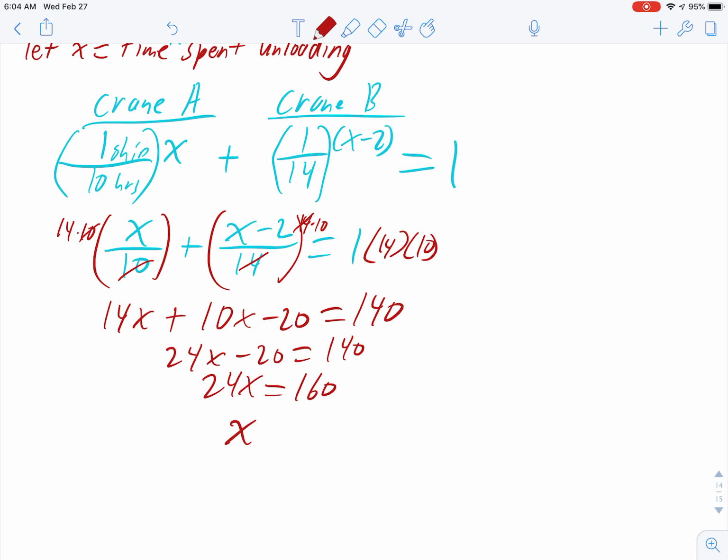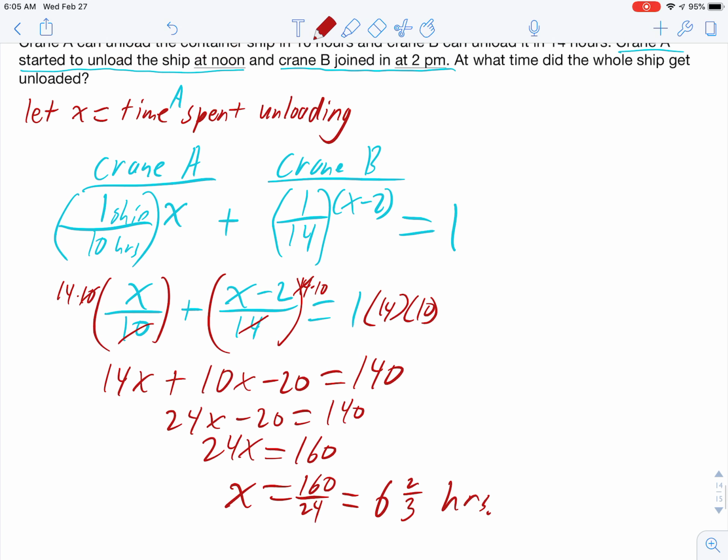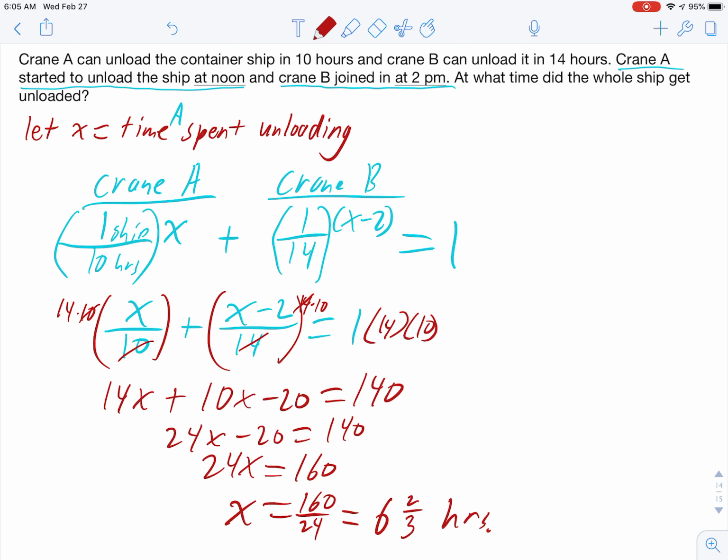So x is equal to 160 over 24, which is, what is that? Sorry, give me a second to grab my calculator. 160 divided by 24 is 6 2/3. In the calculator, it's 6.6 repeating, which is 6 2/3. So 6 2/3 hours. So remember what X represented. It's the amount of time that crane A spent unloading the ship.